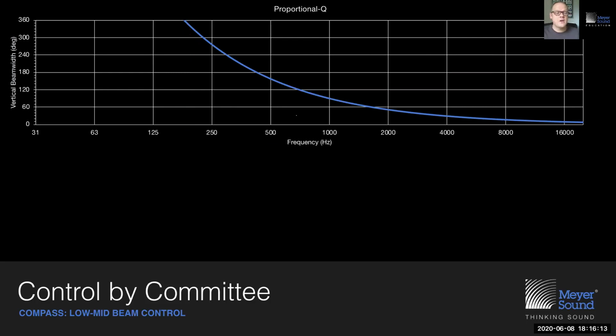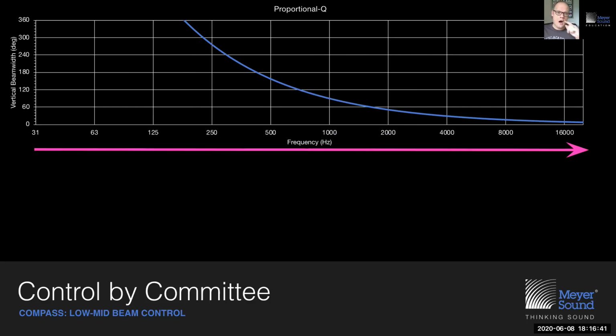Now, as we go up in frequency, you see that the vertical beam, the coverage angle as a function of frequency, becomes narrower and narrower, to the point that you get your 10 degrees or so come 16 kilohertz. And this behavior is known as proportional Q. Why is it known as proportional Q? Because as we go up in frequency, our single line array element starts to become narrower and narrower.